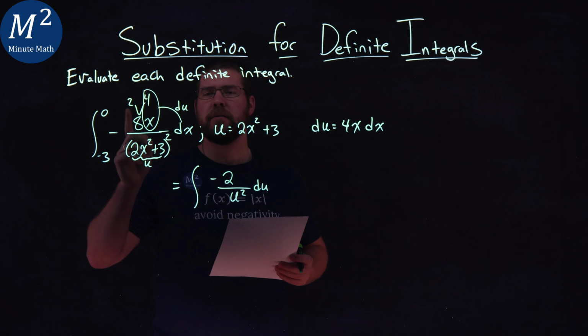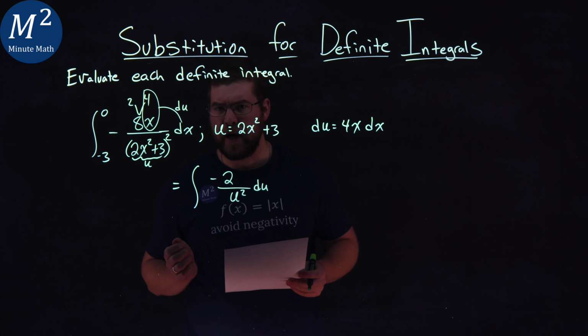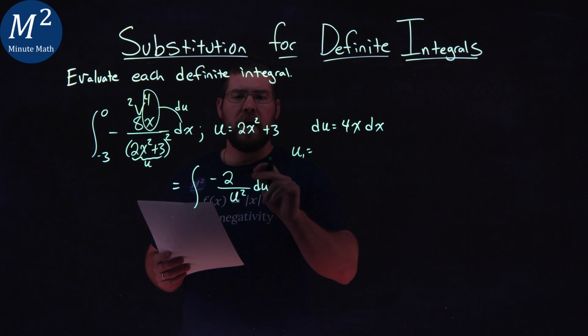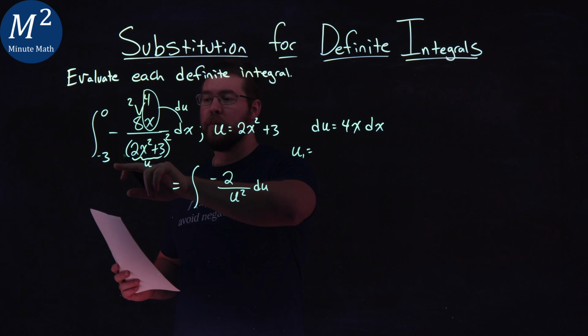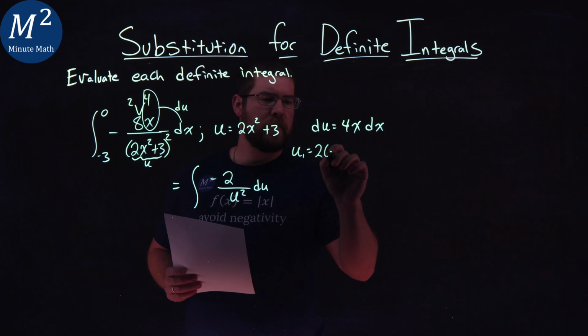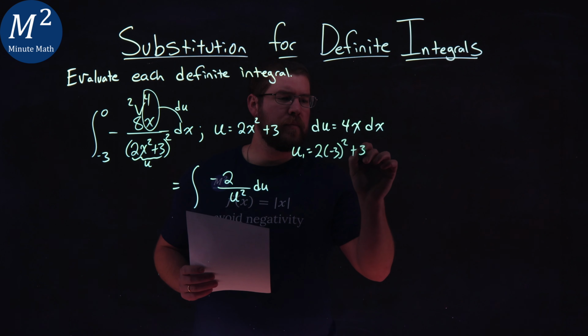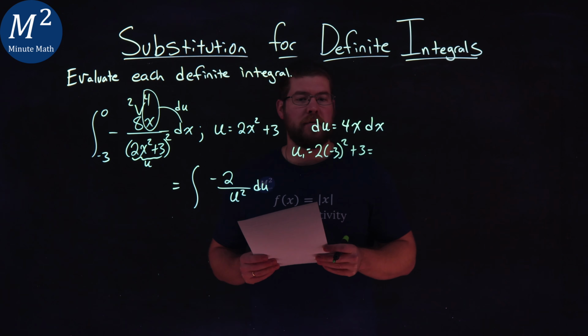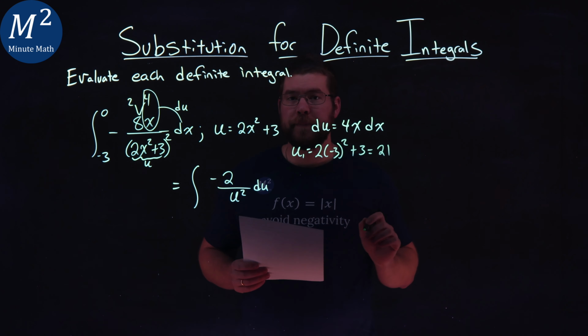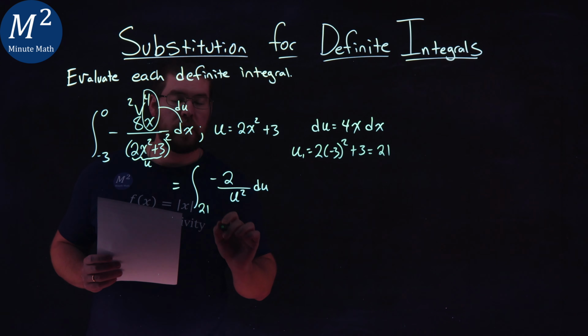We were bound from -3 to 0, but that's in terms of x. Well, to change this, I have my u value in terms of x, and I'll plug my negative 3 in for this x to find it in terms of u. So we have 2 times a negative 3 squared plus 3. And what does that come out to be? Well, 2 times negative 3 squared plus 3 is 21. So 21 now is the new lower bound.